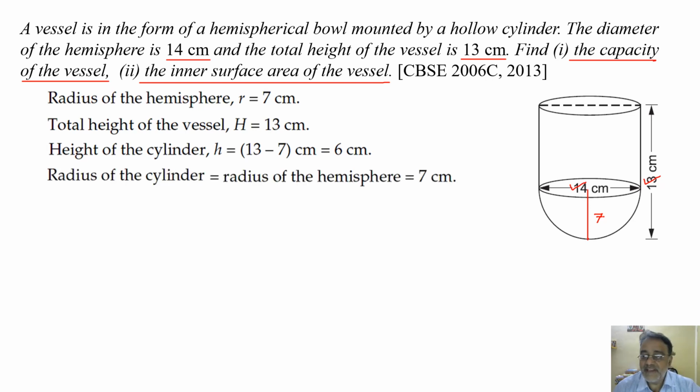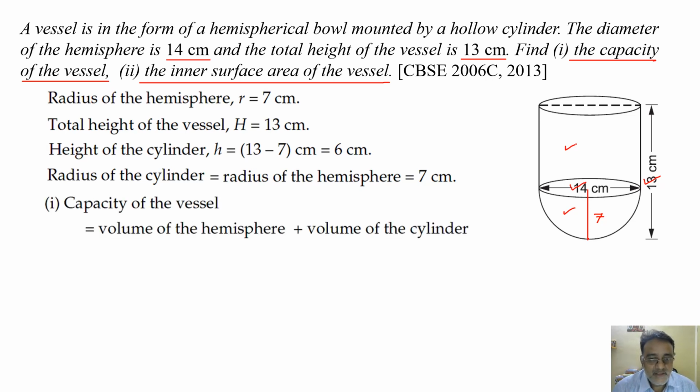Okay, now what is the capacity of vessel? Volume of hemisphere plus volume of cylinder, दोनों वॉल्यूम को हम लोग ऐड करेंगे, राइट? सो वॉल्यूम ऑफ हेमिस्फीयर 2/3 pi r cube, and what is the volume of cylinder? Pi r square h. What we can take common from these two? Pi r square. Yes, pi r square we have to take common.